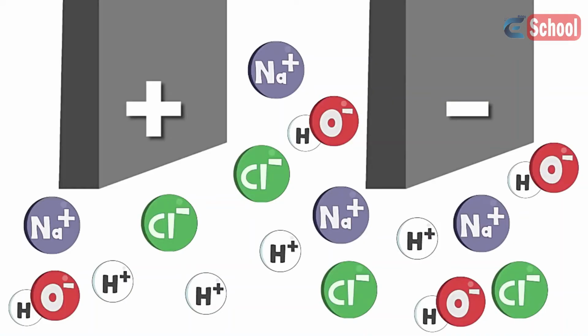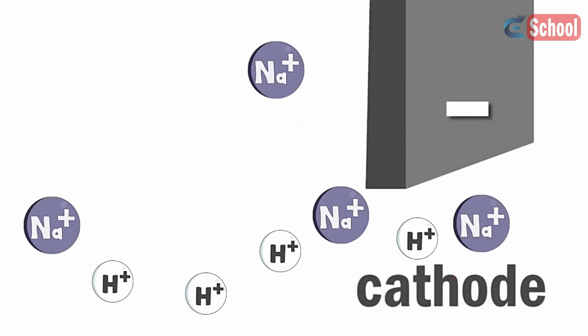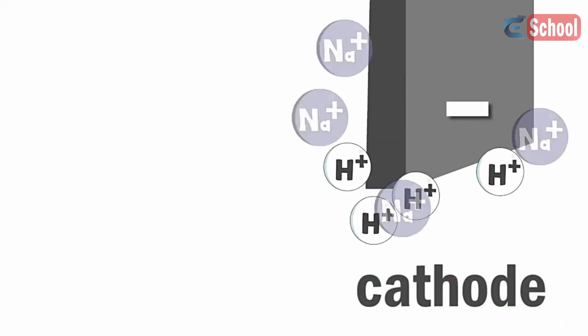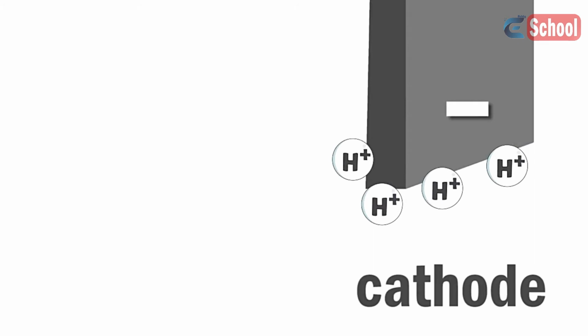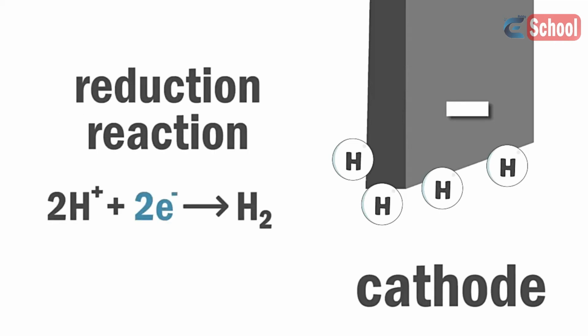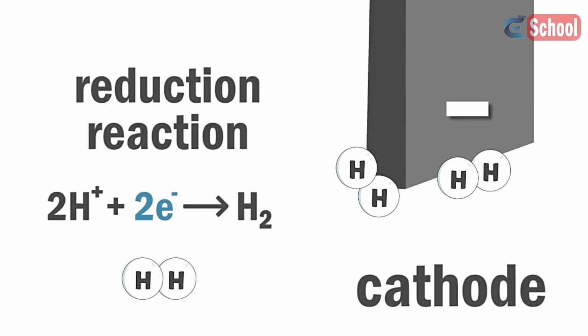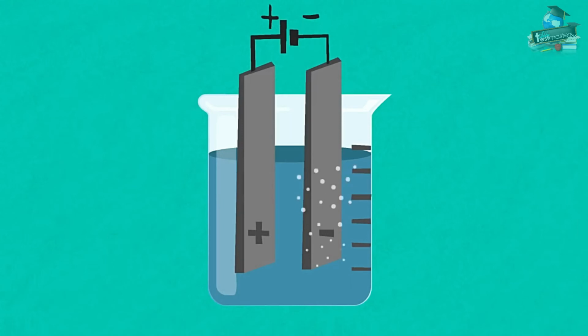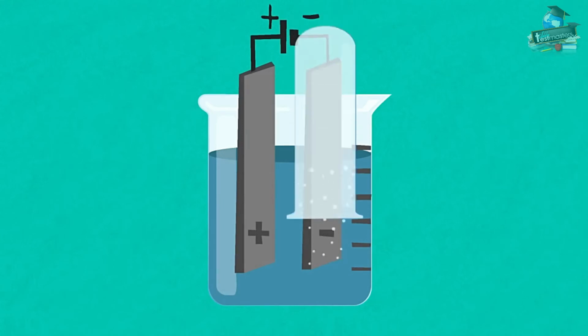Well, what about the cathode? It is negatively charged and attracts the positive sodium and the hydrogen ions. The hydrogen ions each gain an electron from the electrode to form hydrogen atoms. Here's the equation. 2 hydrogen atoms then bond to form a diatomic hydrogen molecule, and that's the hydrogen gas given off. The gas here is colourless and can be collected in a test tube.